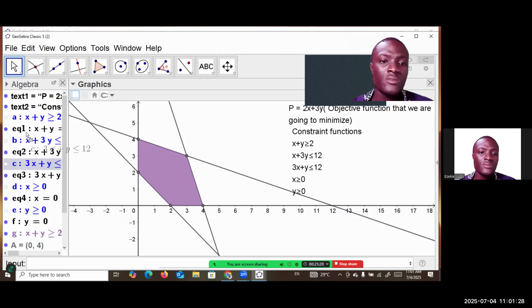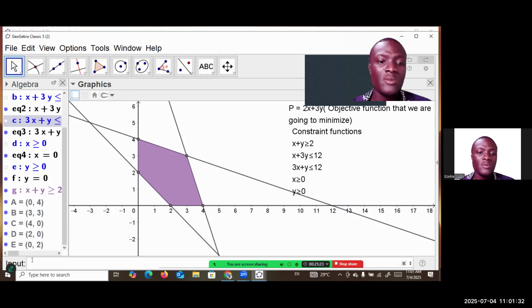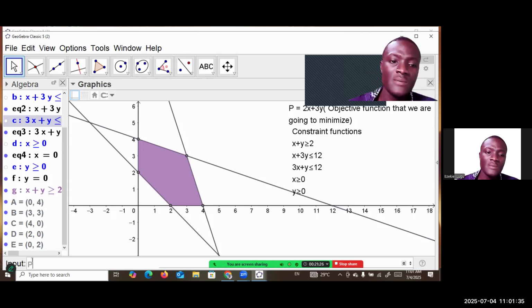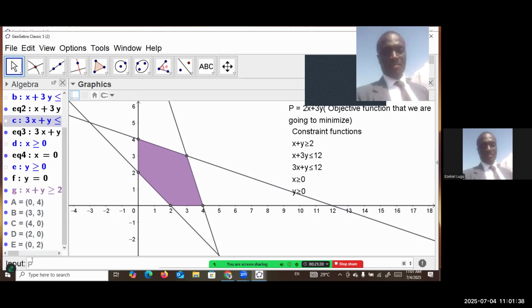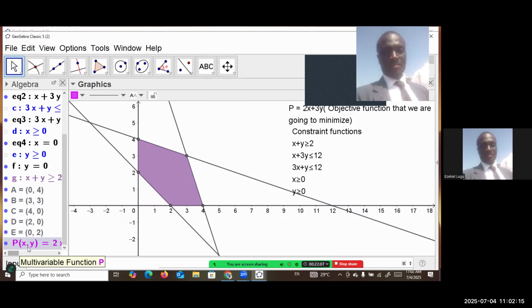Go to the input field, then type the objective function, which is capital P. Capital P is equal to the objective function, that is 2x plus 3y. That's our objective function.